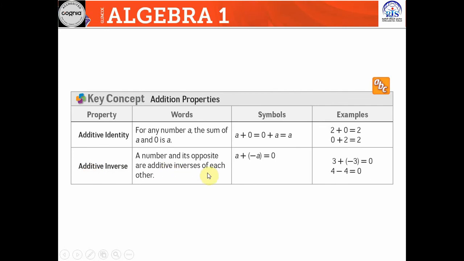Additive inverse is the opposite of the number. For example, if I have 5, what is the additive inverse of 5? It is negative 5, because 5 minus 5 equals 0. Again, additive inverse means the opposite. If the number is positive, its additive inverse is negative. If the number is negative, then its additive inverse is positive.